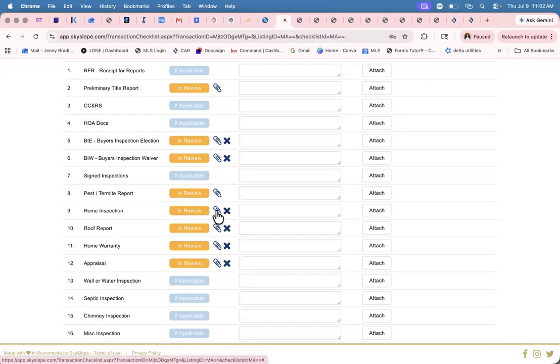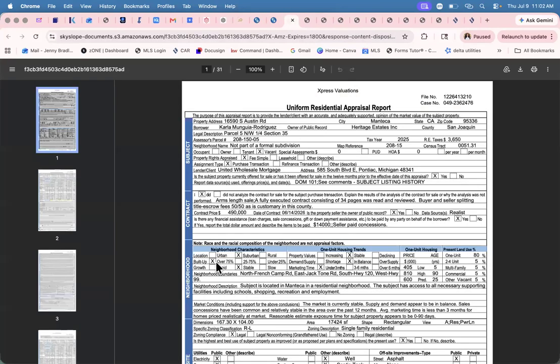Okay. Now for the good stuff. Let's go over the appraisal first. We're gonna go over the appraisal. Okay, so this is what an appraisal looks like. Sometimes the appraiser approves it on conditions.